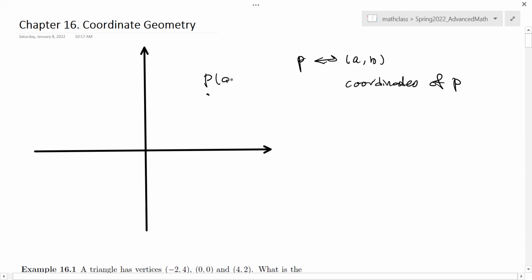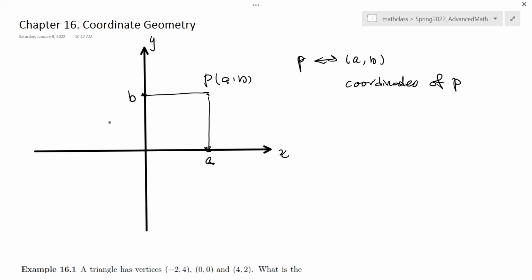You draw the vertical line, and this is the x-axis, this is the y-axis. So those are two coordinate lines. Then this point has coordinate A, then draw a horizontal line. You get the intersection point with the y-axis, and this intersection point has coordinate B on the y-axis. Those two numbers uniquely determine the location of the point P, and those two numbers are called the coordinates of the point P in the plane with the coordinate system.